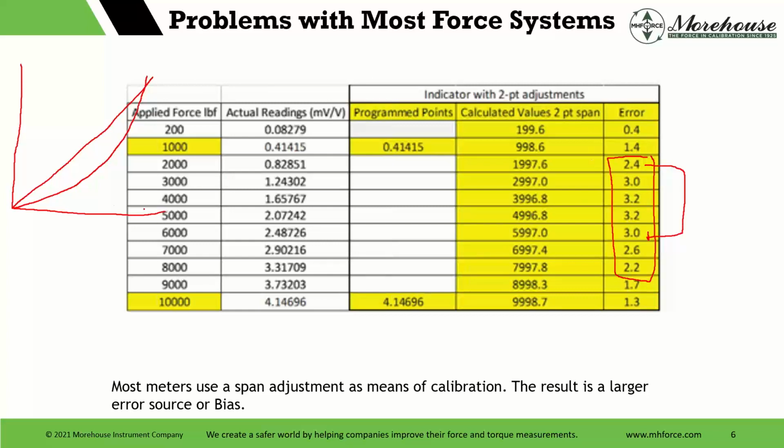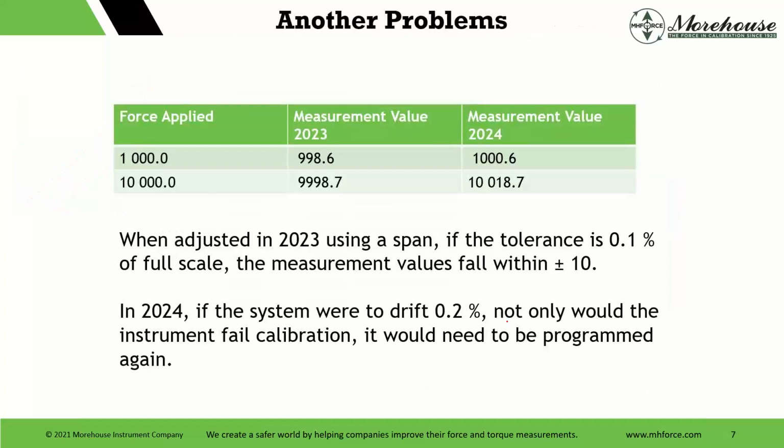But if we look at this error-wise, we're 3 pounds out at 3,000. Right? So much larger number than 1.3 pounds out at 10,000. So most meters do this. They use a span adjustment. Load cells aren't linear in general, and the result is a larger error source or bias.